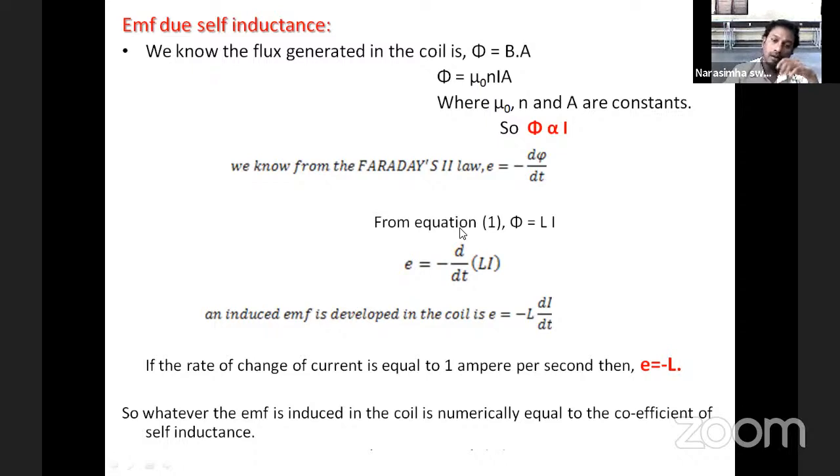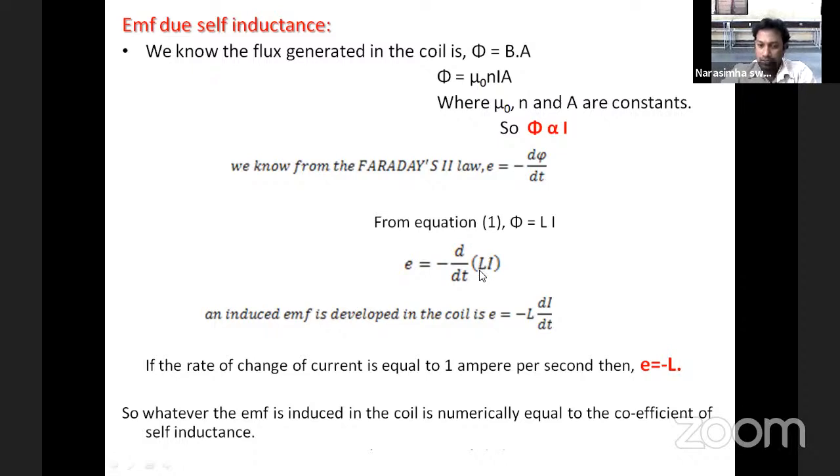Okay, we already discussed that phi is equal to Li. Okay, so L is what? Self-inductance. Now substitute this phi value in this expression: E is equal to minus d phi by dt. So in place of phi, substitute Li, then E is equal to minus d by dt of Li.